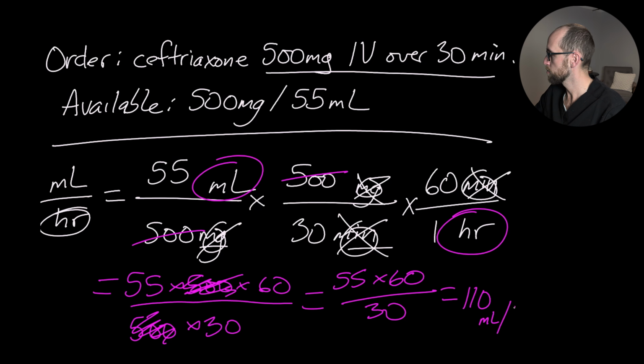mLs per hour. Now, whenever you finish an equation with dimensional analysis, at the end you need to ask yourself, in common sense, does this answer make sense? Like, should I have a rate of 110 mLs per hour?